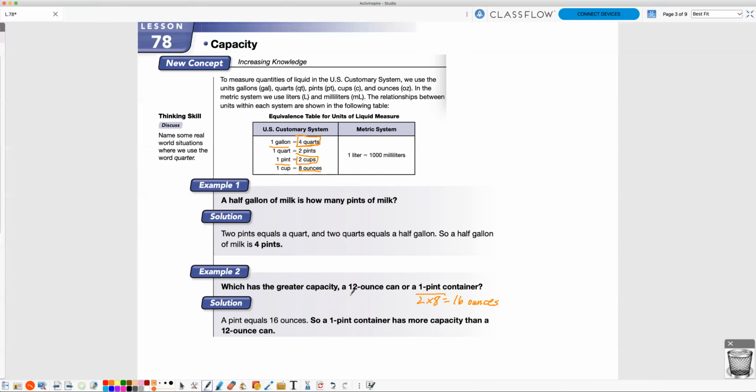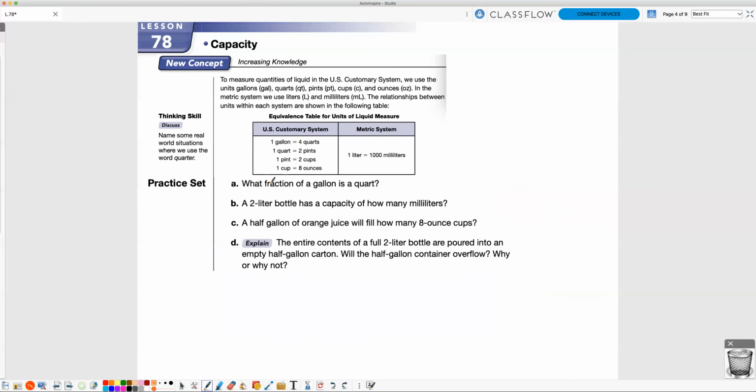So 1 pint is the same as 16 ounces. And if you've got this 12 ounces and you compare it to 16 ounces, you know that 12 ounces is going to be smaller or less than 16 ounces. So 1 pint container is going to have more capacity than a 12-ounce can.